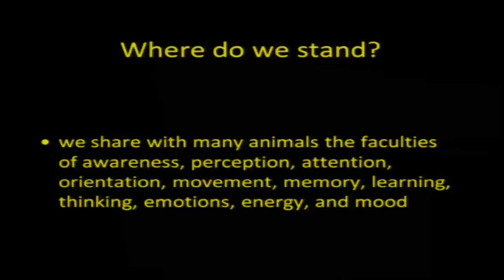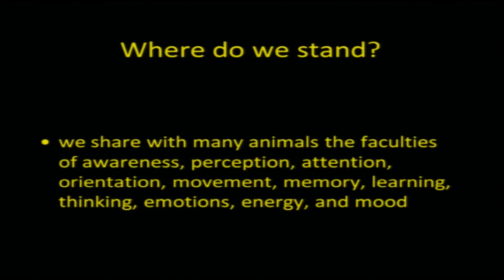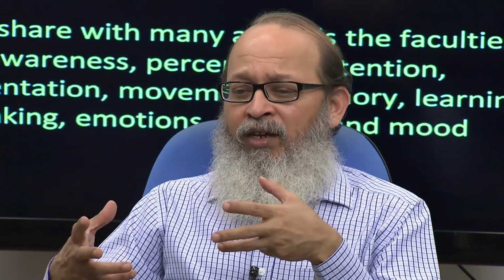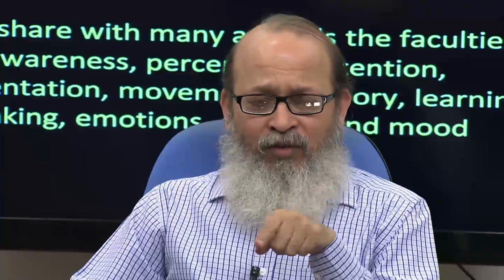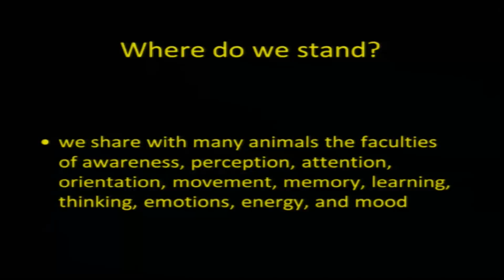So, we look at it, where do we stand? We share with many animals these faculties of awareness, perception, attention, orientation, movement, memory. You see, all animals do this. They are aware of their surroundings. And when I am talking of awareness, I am not talking of consciousness in the philosophical sense. They perceive things, they pay attention, they orient themselves, movement, memory, thinking. I have written here, but we really don't know whether they think. And if they think, whether they think in words or language, because nobody else is known to have verbal language like we are known to have.